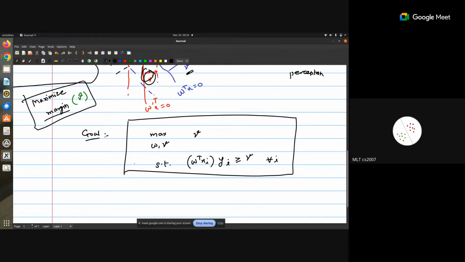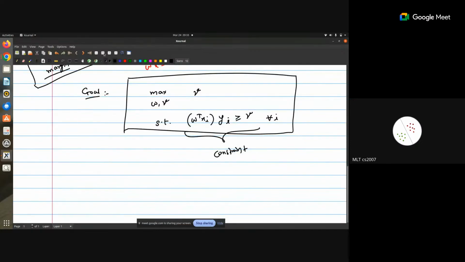If you want to solve for maximum gamma, and gamma is again dependent on this constant, this is the constrained optimization problem. As you increase the norm of W, the gamma also increases. And how much can it increase now? Infinitely. So what does that mean? If you want to see it graphically, it will be like this.